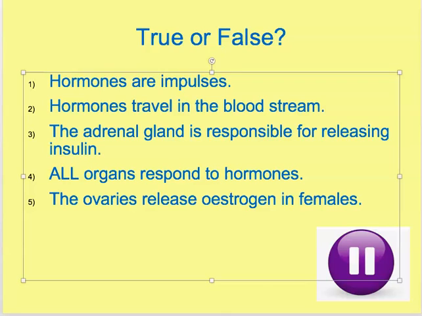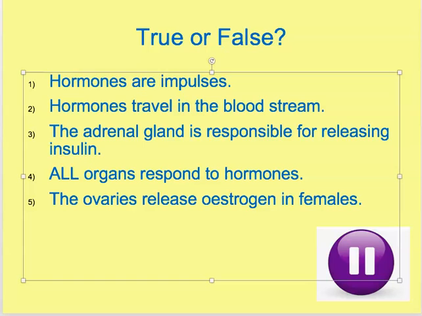Number three, the adrenal gland is responsible for releasing insulin. That is false. The adrenal gland releases adrenaline and the pancreas releases insulin. Number four, all organs respond to hormones. That is incorrect as well. That is false. Only the organs that are targeted by the hormones will respond. Number five, the ovaries release estrogen in females. That is true. Okay, remember, if you get any of those incorrect, make sure that you make a note of them and work on them again.